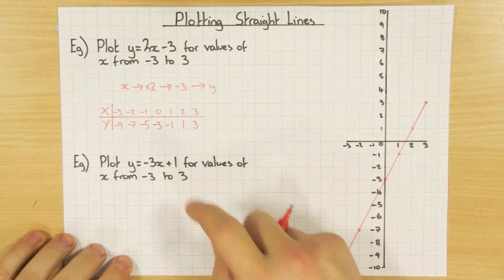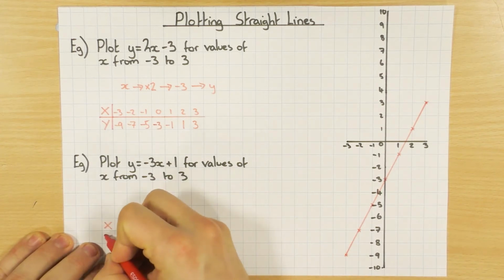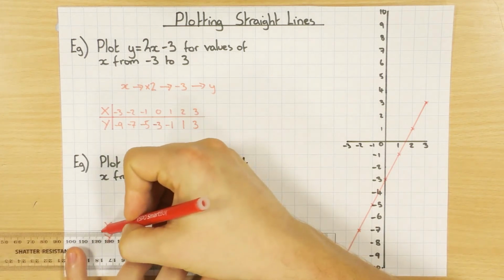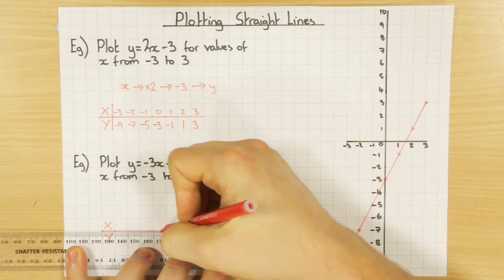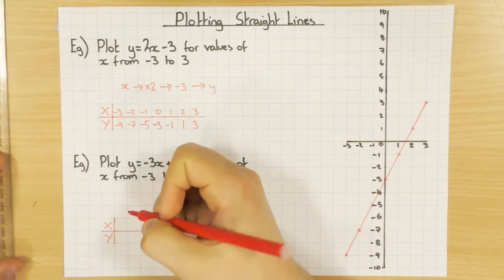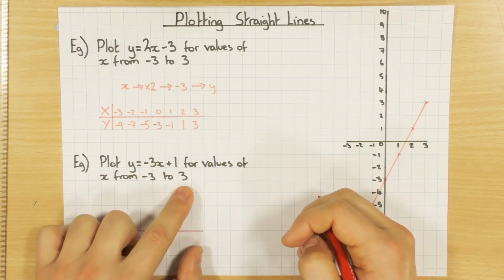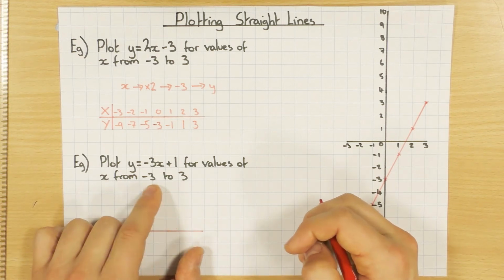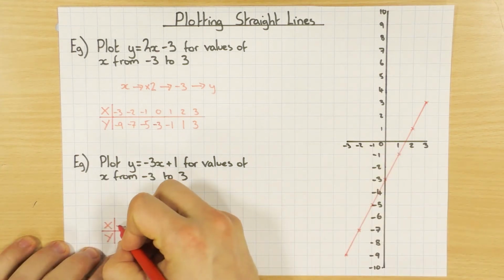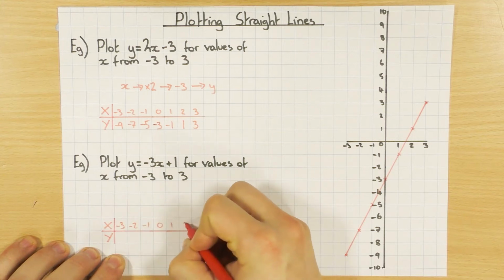Let's have a go at this one then. So again, I haven't got a table here, so I'm just going to make one for my x and y values. And again, I'm going from -3 to 3. I've just used this. It could be anything. It could be from -5 to 5. It could be from -2 to 2. It could all be positive. But whatever the values are here, stick them in your table. So again, I'm going to have -3, -2, -1, 0, 1, 2, 3.